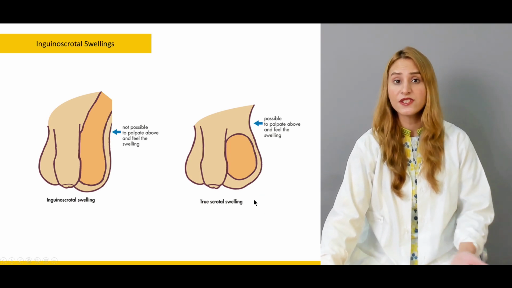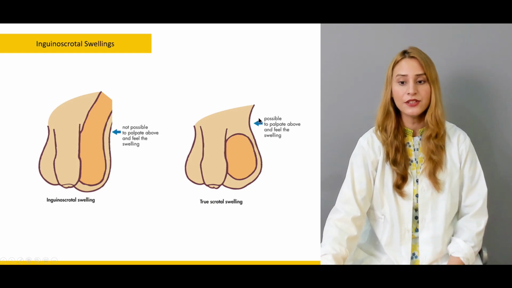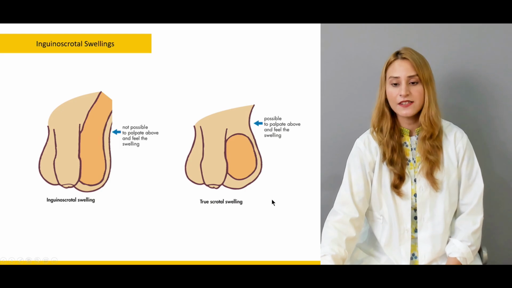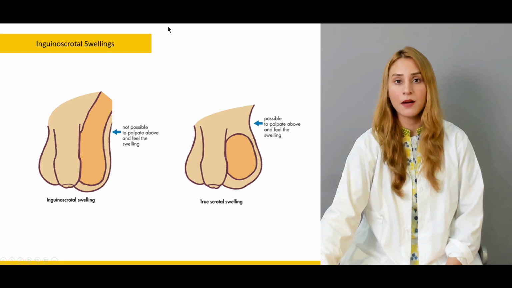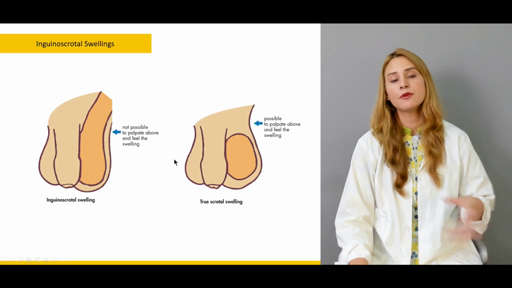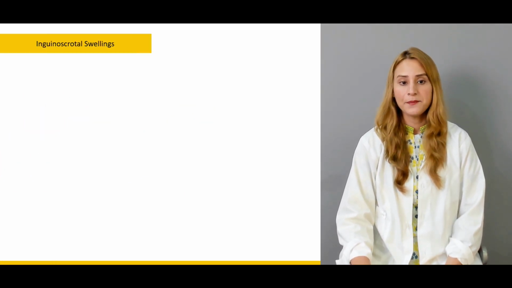But in case of true scrotal swelling, you can palpate and get above the swelling. It's possible to palpate above and feel the swelling, because it's a very defined and enclosed swelling. So you can get above the swelling in case of true scrotal swelling. But in case of the inguinoscrotal swelling, it's coming from the abdominal wall, so you cannot get above the swelling. So that's how you can differentiate between inguinoscrotal swelling and true scrotal swellings.